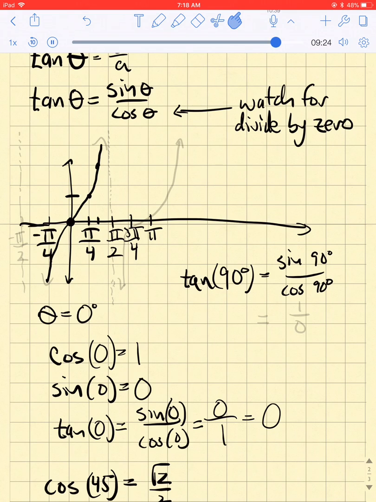So what we have is at 0 and at pi, these repeating graphs that sort of look like x to the third, but it's not x to the third. This is tangent of theta, and it would be repeating, with vertical asymptotes at pi over 2 and all multiples of pi over 2.